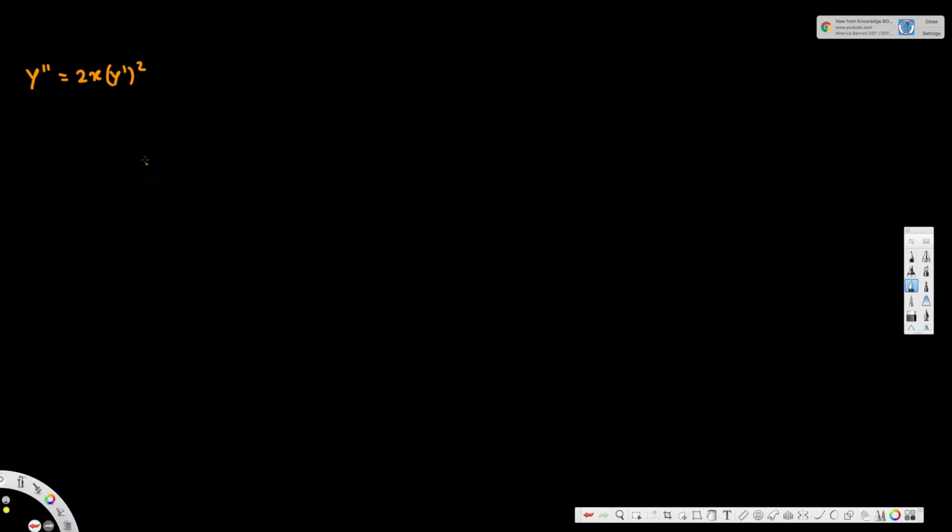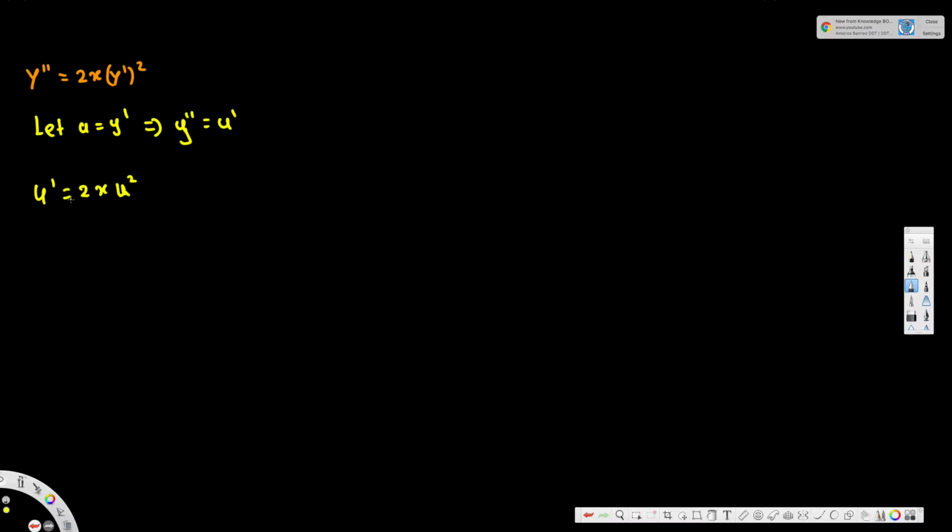The substitution is going to be like this: let u is equal to y prime, and then y double prime is equal to u prime. If u is y prime, then y double prime is going to be u prime. Now instead of y double prime and y prime, we are going to replace that one with u. If you do that, this is going to be u prime is equal to 2x, and instead of y prime, we are going to have u square.